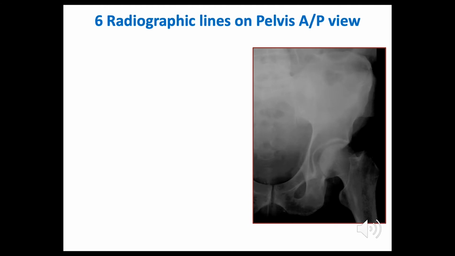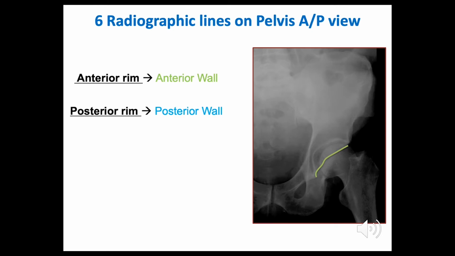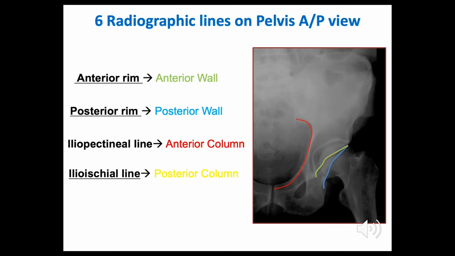These 6 radiographic lines on the pelvic AP view include the following: anterior rim line, which represents the anterior wall, so disruption of this line would reflect an anterior wall fracture. Similarly, the posterior rim line, which represents the posterior wall, and iliopectineal line, which represents the anterior column, ilioischial line, which represents the posterior column, the roof or the dome of the acetabulum, and finally the teardrop.